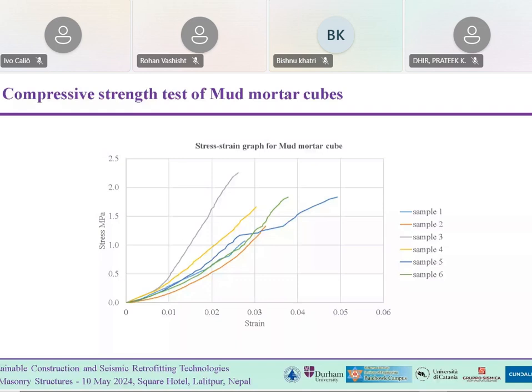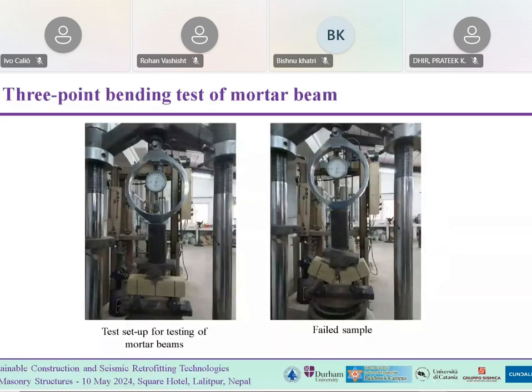Next, we performed a 3-point bending test of the mortar beams for both cement and mud mortar to determine the flexure strength. You can see the setup for the testing of the mortar beams, and on your right side you can see the failed sample.